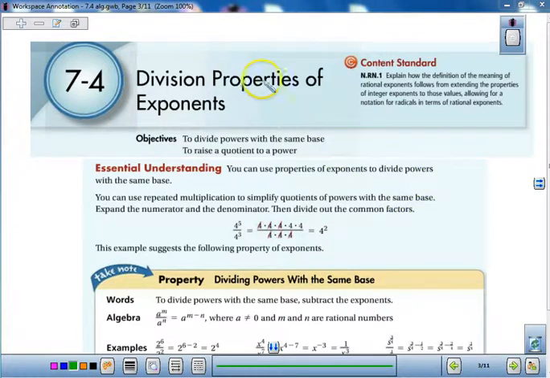Welcome Algebra 1, Division Properties of Exponents. We're going to work with dividing powers of the same base and raising a quotient to a power, working with our new Common Core standards of N-RN.1.